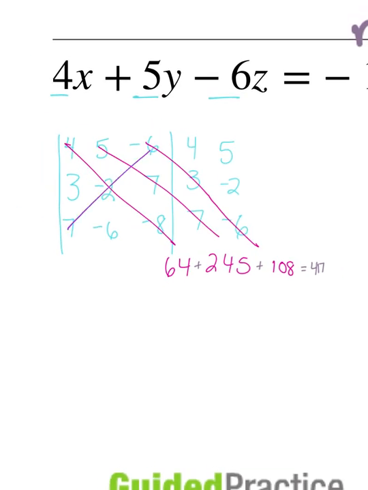All right, and then the diagonals for the top. So that's 84, negative 168, and that should be negative 120. Okay, and then I'm going to add them together.